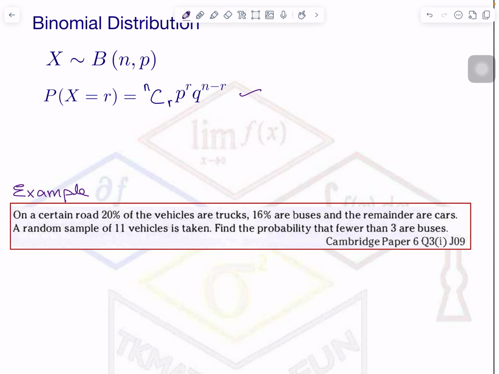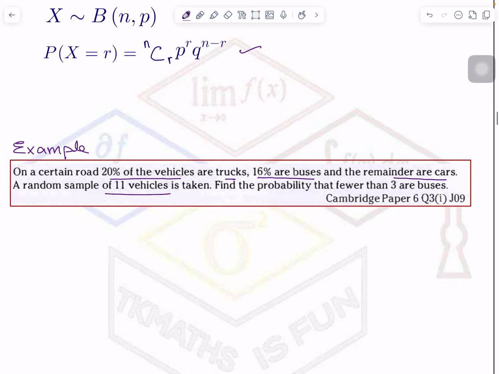On a certain road, 20% of the vehicles are trucks, 16% are buses, and the remainder are cars. A random sample of 11 vehicles is taken. Find the probability that fewer than 3 are buses.